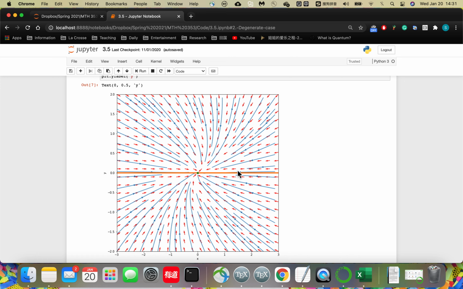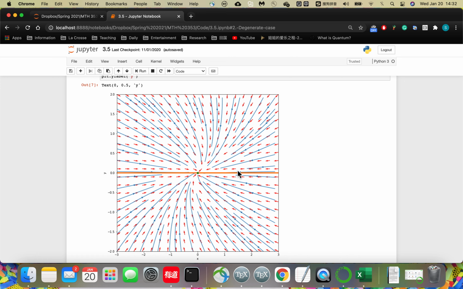Number 3, we have 0 eigenvalue, which gives us a straight line solution, either sink or source, and a lot of parallel lines. And each one is going to be the same as a sink or source, because basically in this direction it doesn't move at all. So therefore we don't even have to worry about it.